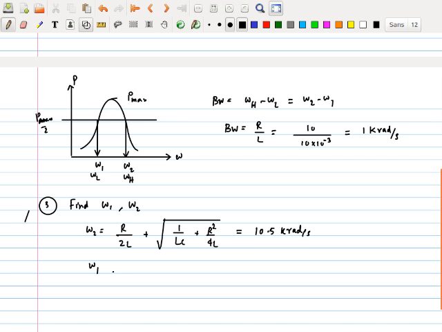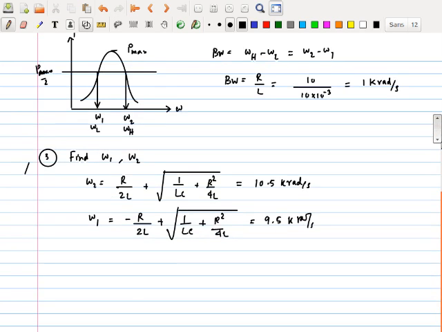Then omega 1 is like minus R over 2L plus square root of 1 over LC plus R squared over 4L, and that turns out to be 9.5 K radians per second. And if you subtract from here to here, you should get this bandwidth, which you do, right? So no problem. Then I ask the question 4.